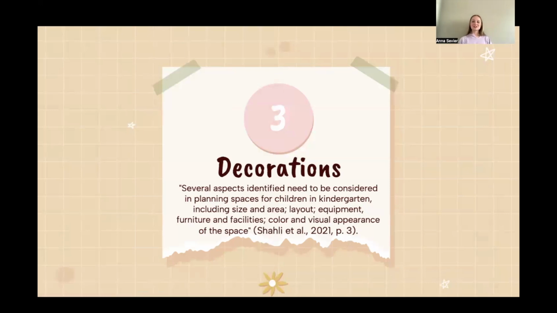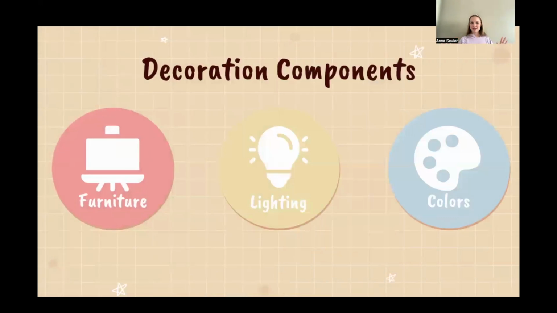So lighting, furniture, decor, all of that fun stuff that goes into making an environment. So in the article, Space Planning of Kindergarten Classroom by Fitri Nadia Mode Shali, writes, several aspects identified need to be considered in planning spaces for children in kindergarten, including size and area, layout, equipment, furniture, facilities, color, and visual appearance of the space. I will be talking about 3 of these main decoration components, including furniture, lighting, and colors.